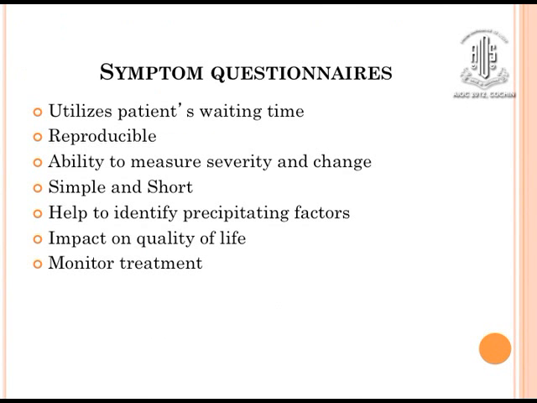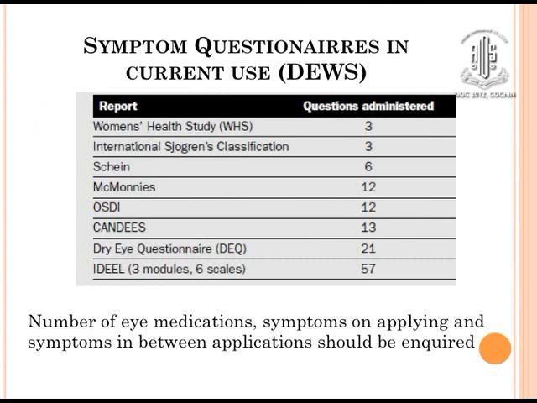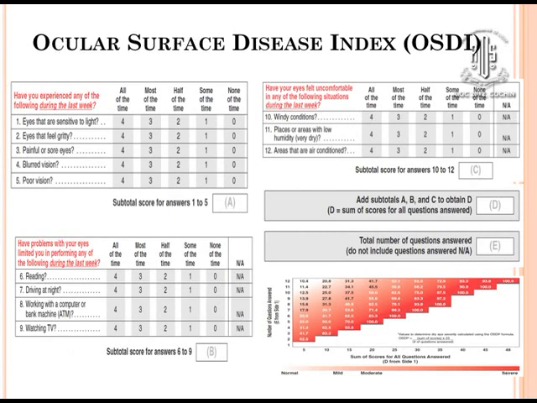So we can use symptom questionnaires, as already spoken earlier, to evaluate the symptoms in the patients. These questionnaires can help us in utilizing the patient's time. They also help us to assess the impact of dry eye on their quality of life. But they should be short and sweet, and should allow us to monitor the change in the treatment. There are many such questionnaires that were quoted in the DEWS study, and the popular one is the OSDI, Ocular Surface Disease Index questionnaire.